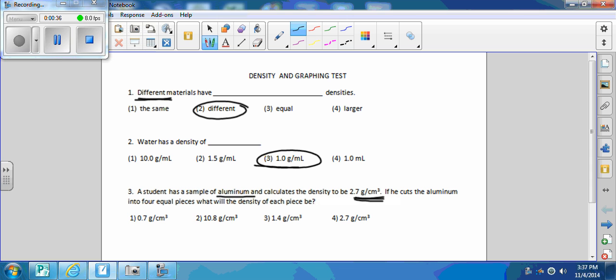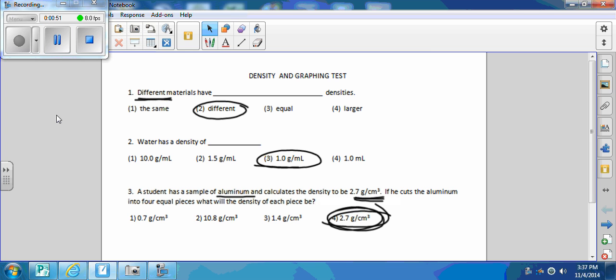So when you cut something, what happens to the density? Think back to the wood lab. Did the density of wood get 4 times smaller when we had different pieces? No, it stayed the same. Most of you got this question wrong, even though you did well in the lab. Go figure. All right, let's go to the next page.